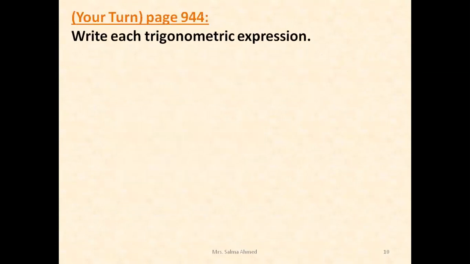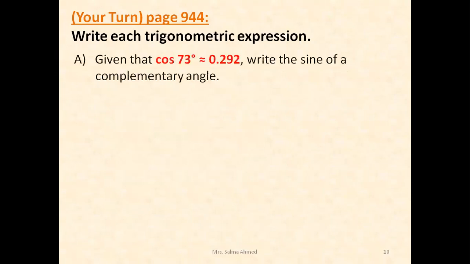Your turn, page 944 in your paper. Write each trigonometric expression, and there will be more examples for the same idea. If I have cosine 73 approximately equals 0.292, write the sine of a complementary angle. So theta will be 73, so 90 minus 73 equals 17. So sine 17, which is the sine of the complementary angle, is equal to the cosine, which is 0.292.